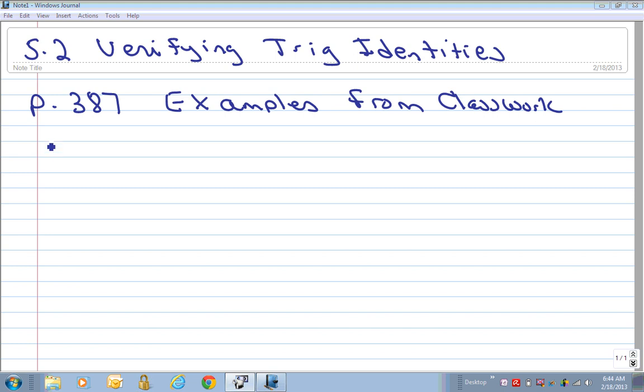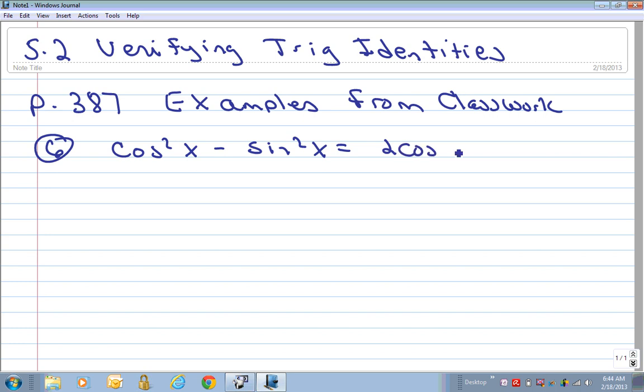Alright, we're going to start with problem number 6. Problem number 6 is cosine squared, and they use beta, I'm going to use x just to make it easier, minus sine squared x is equivalent to 2 cosine squared x minus 1. I'm going to put a box around the right side of the equation so I don't bother that, and I'm going to start manipulating the left side.